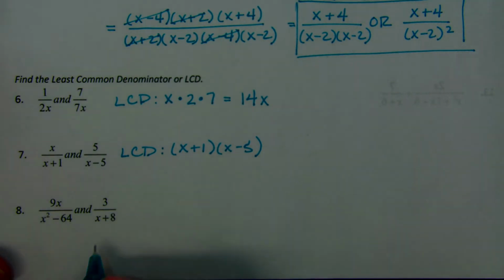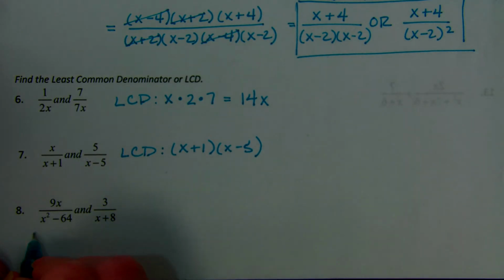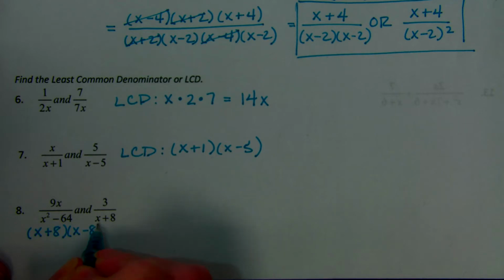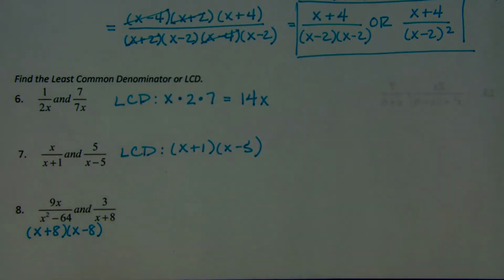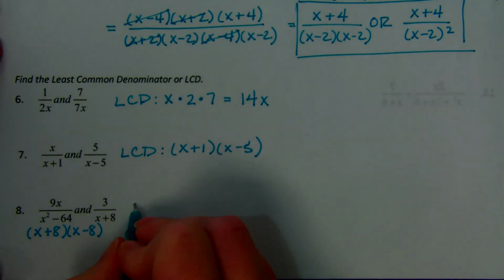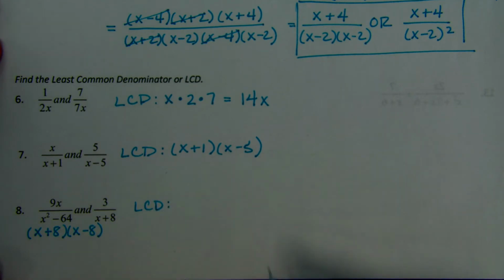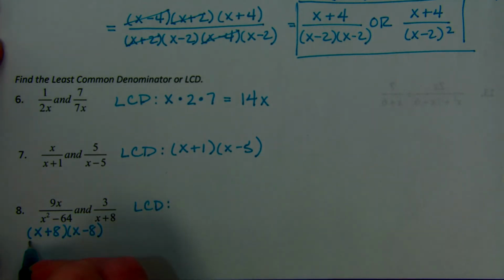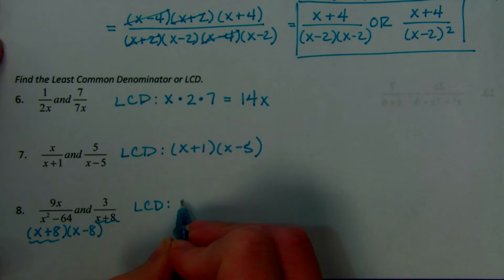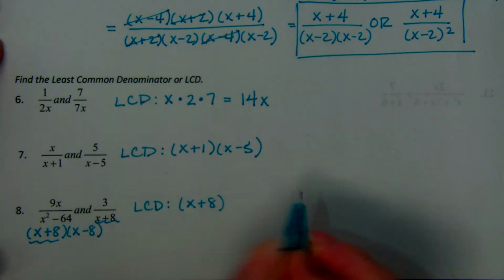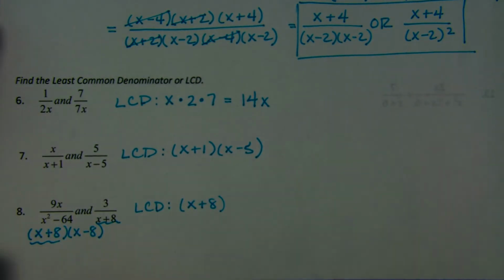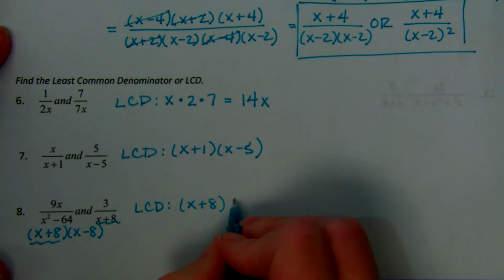This one right here, we need to factor. So x squared minus 64 factors to x plus 8 and x minus 8. And you want to factor so you can really see what you've got. So my LCD here is the thing that they have in common. They both have an x plus 8. So that's part of my LCD. And then anything else that's in a denominator. So look at it. I have an x minus 8 right here.